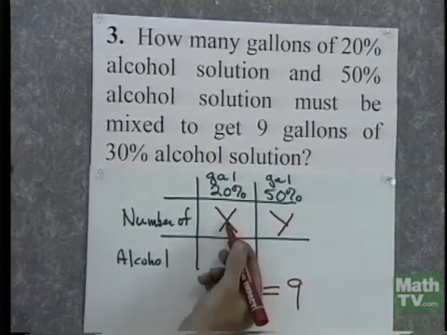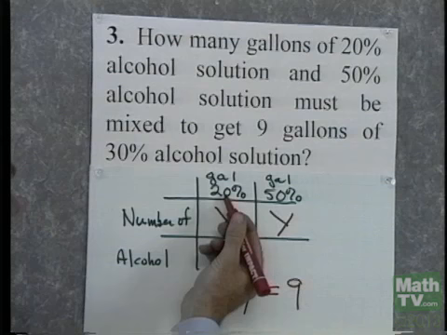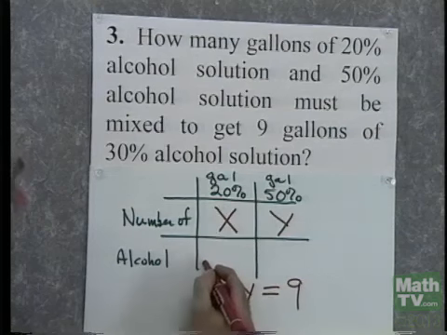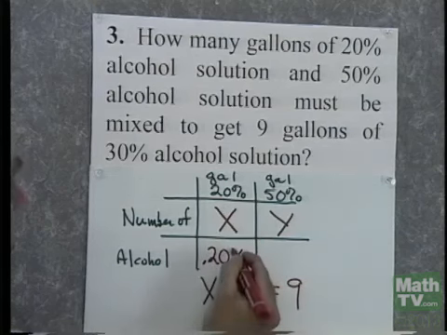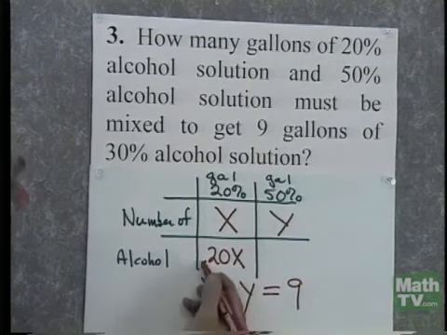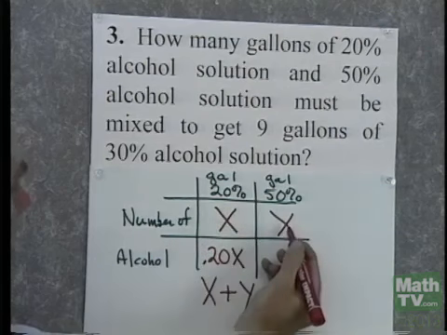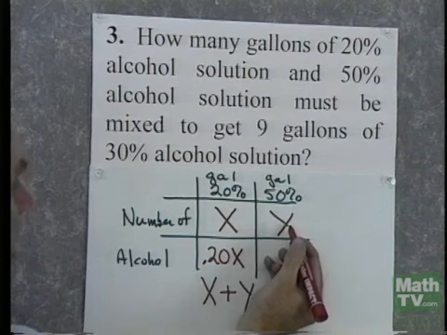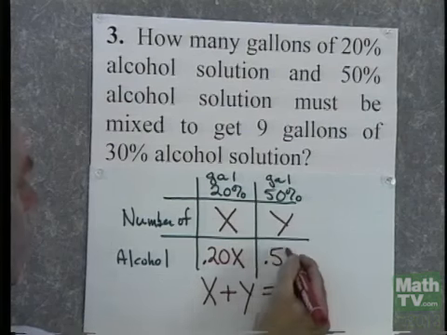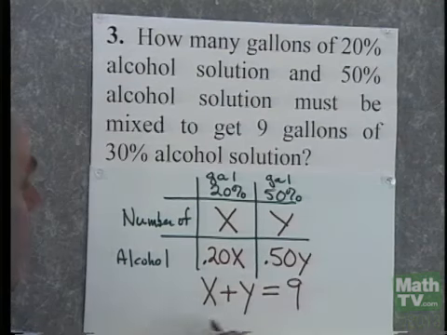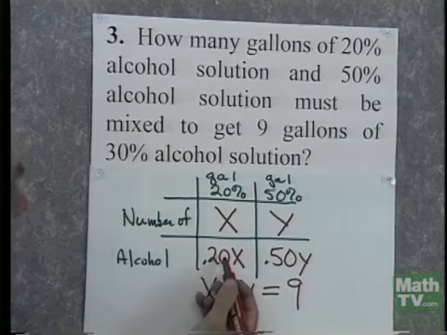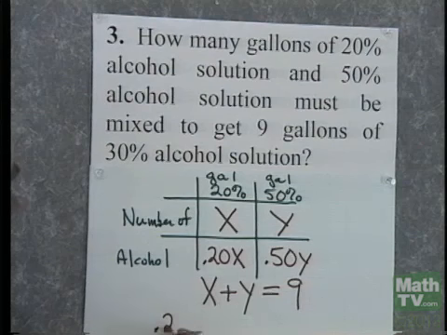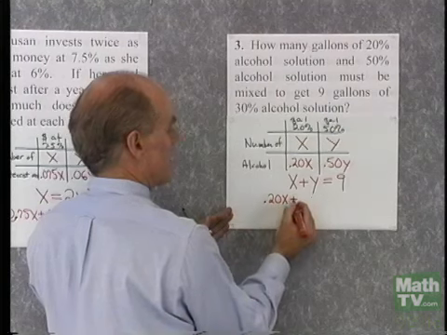Now, how much alcohol is in this X gallons that's 20% alcohol? Well, the answer is 20%. So 0.20 times X is the amount of alcohol in this solution. In this Y gallons that's 50% solution, that's 50% alcohol, the amount of alcohol is 50%. So 0.50 times Y.